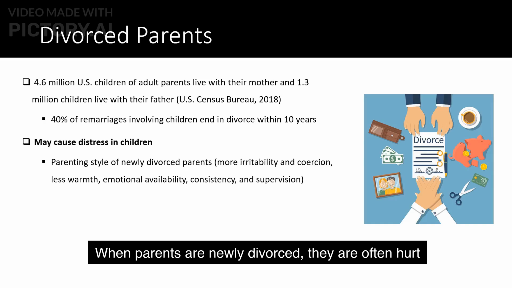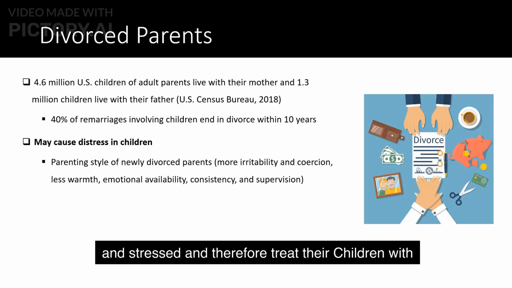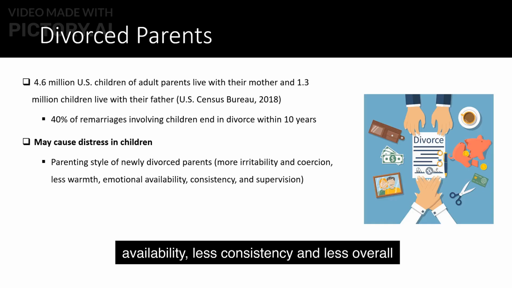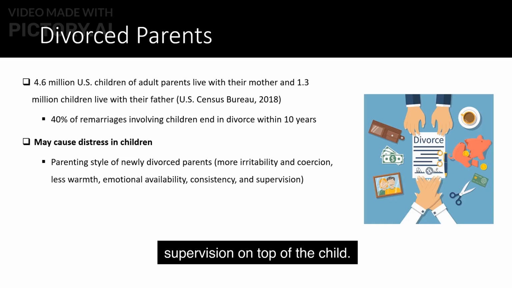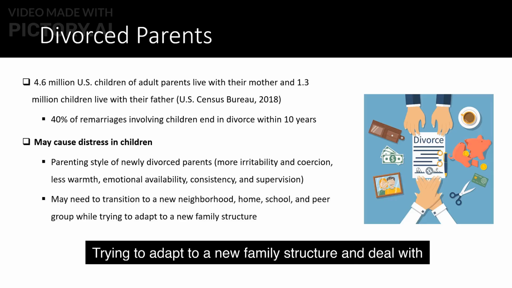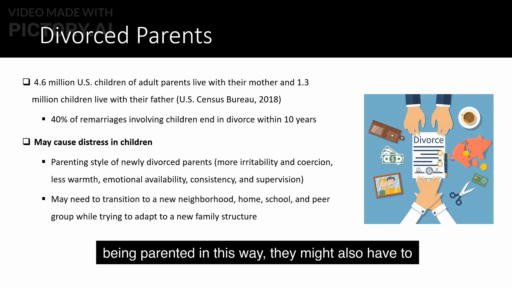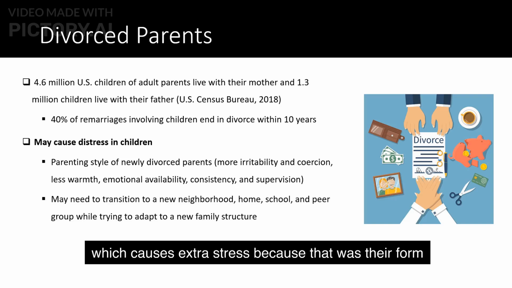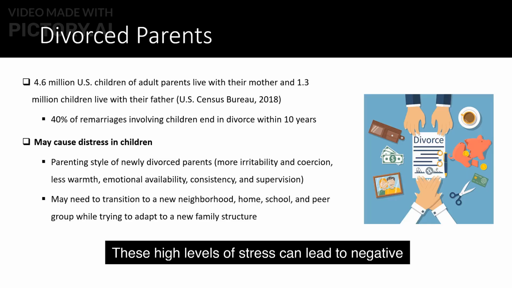When parents are newly divorced, they are often hurt and stressed, and therefore treat their children with more irritability, coercion, less warmth, less emotional availability, less consistency, and less overall supervision. On top of the child trying to adapt to a new family structure and deal with being parented in this way, they might also have to transition to a new neighborhood and home, which may cause them to change schools and peer groups, which causes extra stress because that was their form of consistency and support.